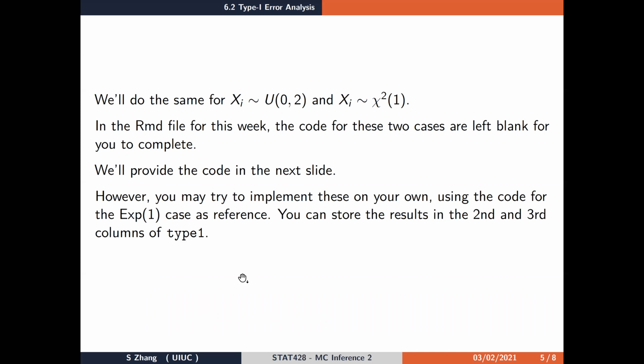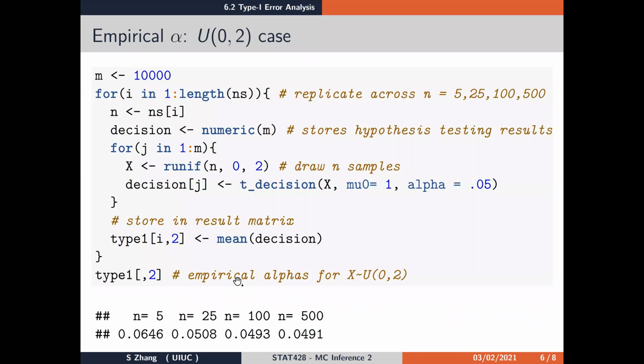Okay, so let's look at the code together. Here's the code when x follows the uniform distribution between 0 and 2. Everything else is the same, except that our x's, which are our samples, are simulated or randomly drawn from the uniform distribution with a equals 0 and b equals 2. And we will store the results in the second column of the type 1 matrix for different sample sizes. And here's the results printed for the uniform 0,2 case.